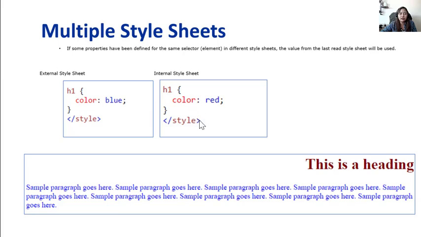This is an internal style sheet. So this one is inside the same HTML file. You specified it inside your head code. Now, what will happen? It says here, if some properties have been defined for the same selector or element, so that you're specifying that for H1, the value from the last read style sheet will be used. So you try to trace your code. If the last used or specified style is the external style sheet, the color of your heading is going to be blue. Otherwise, it's going to be red.